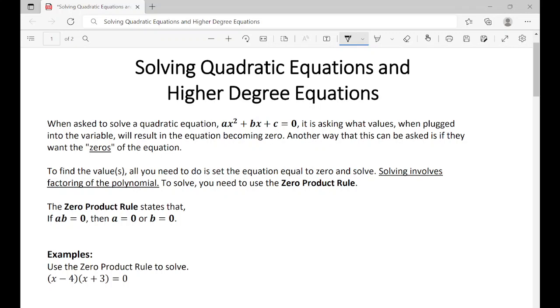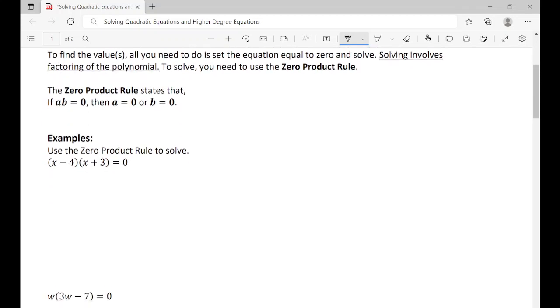And so the rule we're going to use to do this is called the zero product rule. It's a very simple rule that states that if two things are multiplying together and that's set equal to 0, then we could take each individual term and set them individually equal to 0 and solve. So let's look at it in action.